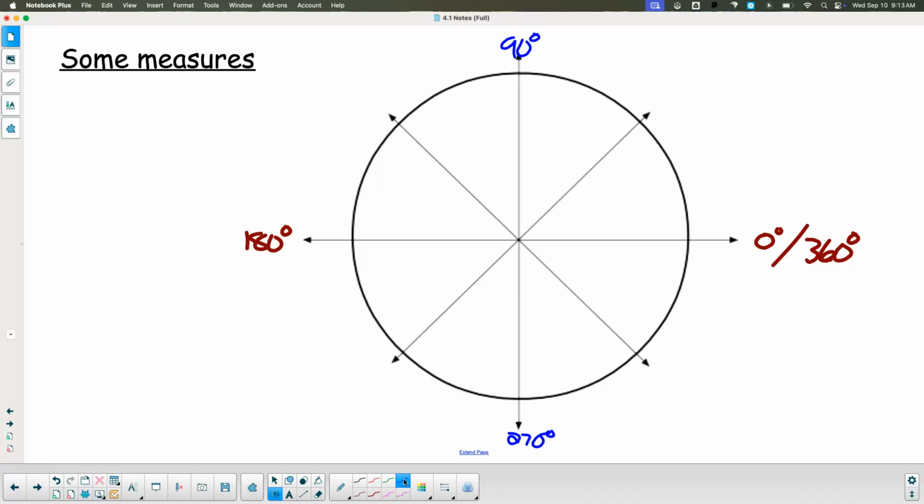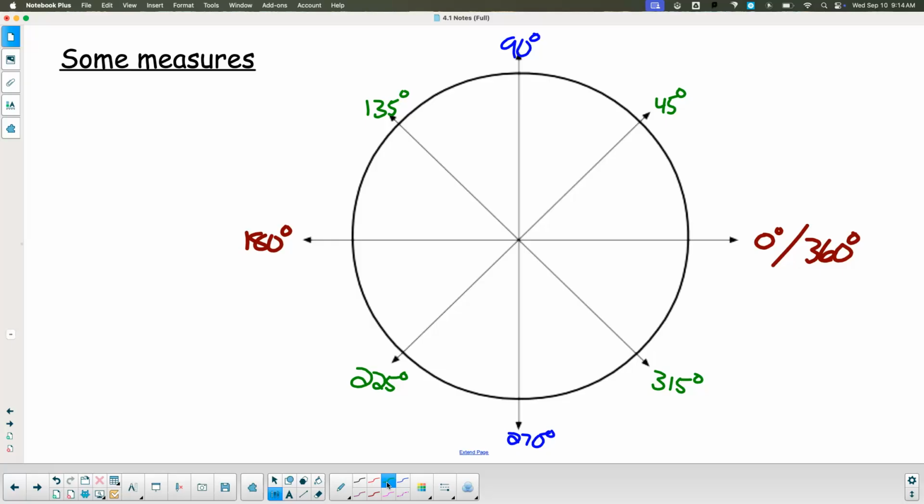Half of the half of the half would be 45 degrees. So then this would be 135, 225, and 315. Remember, in pre-calc and trig, 0 is straight out to the right, and we go counterclockwise. Okay?